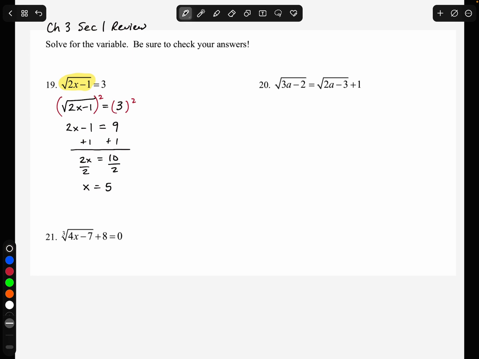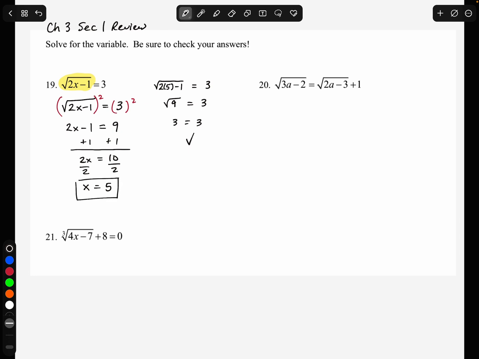Now remember, with square root equations, it's really important that you take your answers and plug them in, because sometimes you'll go through and do everything totally correct and the answer still won't work. Let's check this one here. This would be 10 minus 1 is 9. The square root of 9 is equal to 3. So this one works out, so we're good.